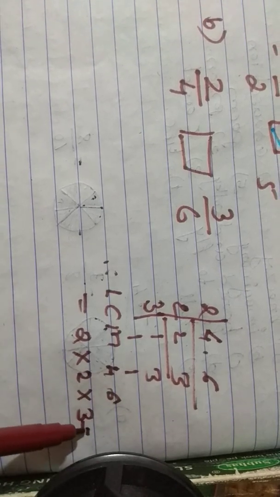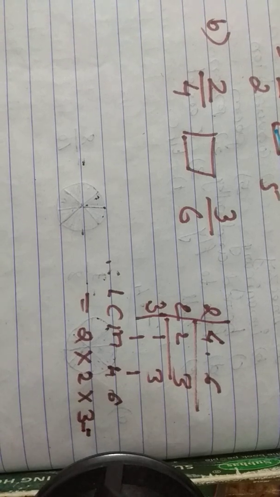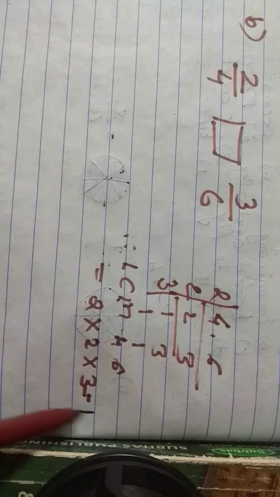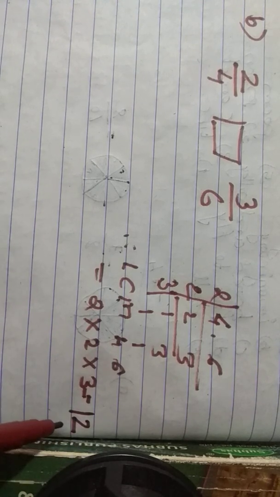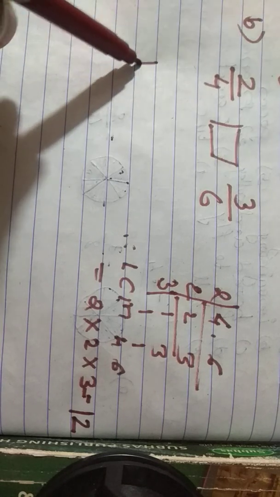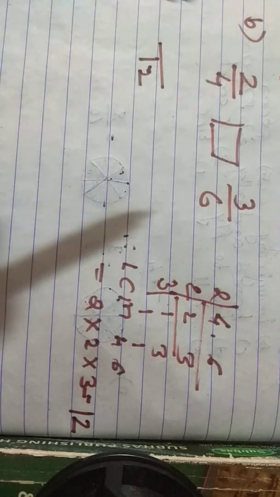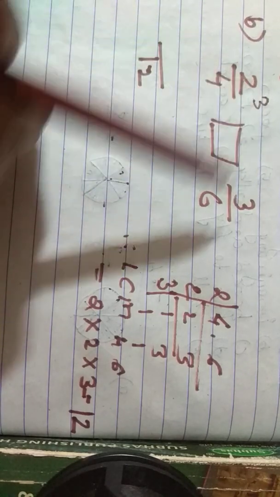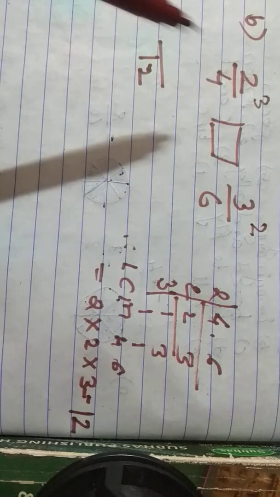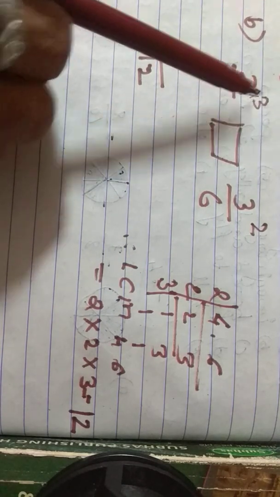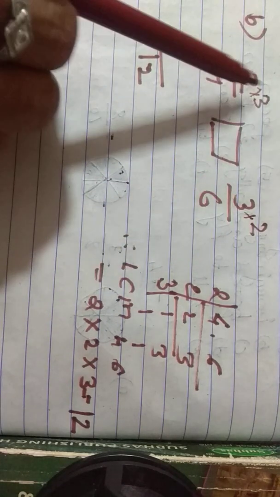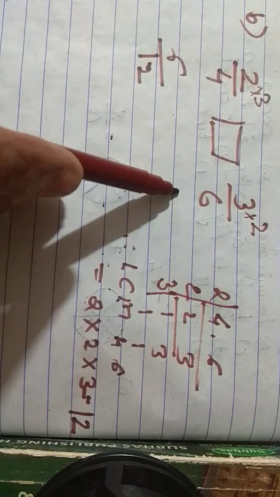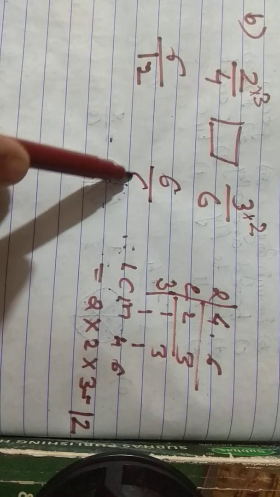What is the LCM of this? By multiplying the factors, 2 2s are 4, 4 3s are 12. So 12 makes the denominator. Now 4 into how much is 12? 4 3s are 12, and 6 2s are 12. So you have to multiply these factors. 2 3s are 6 and 3 2s are 6 upon 12.